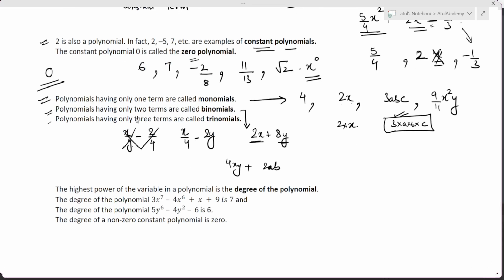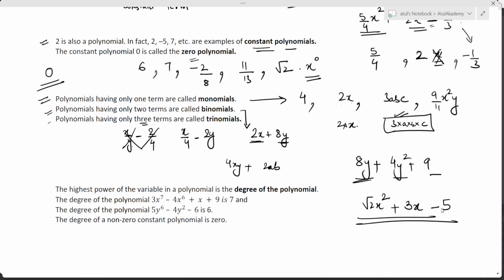Now let us talk about trinomials. Trinomials, as the name suggests, have three terms. Let us take an example of a trinomial as 8y plus 4y square plus 9. It's a trinomial because it has three terms in it. Any other example? Root 2x square plus 3x minus 5. That is also a trinomial because it has three terms. You can take one more, x cube plus x square plus x. That is also a trinomial because it contains three terms.